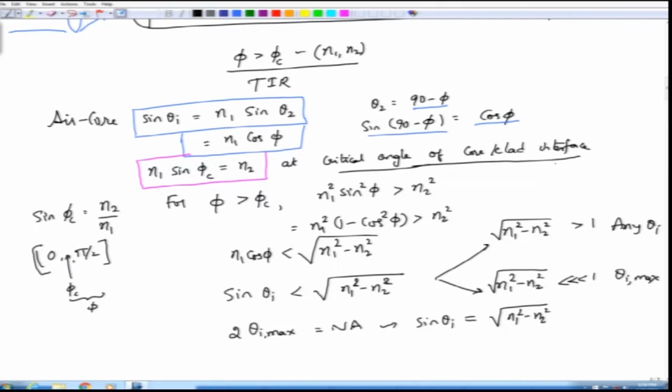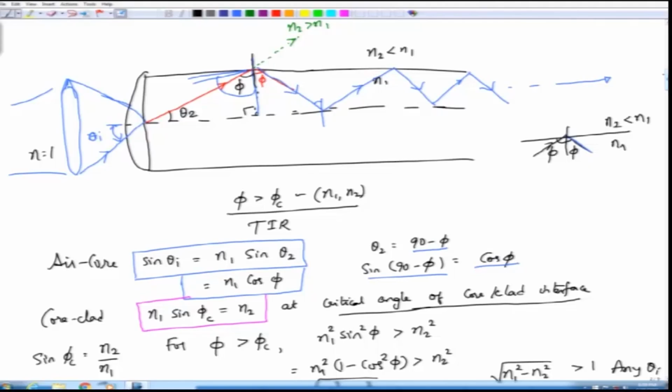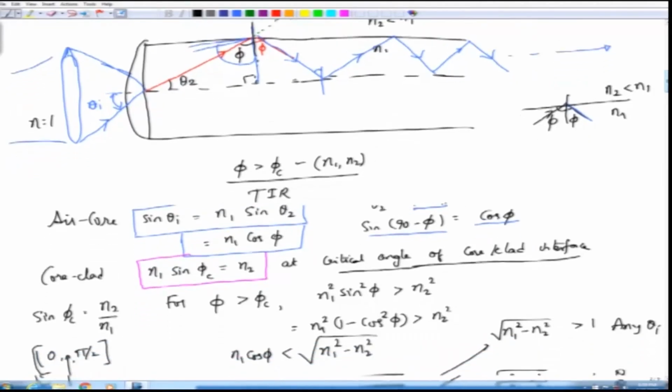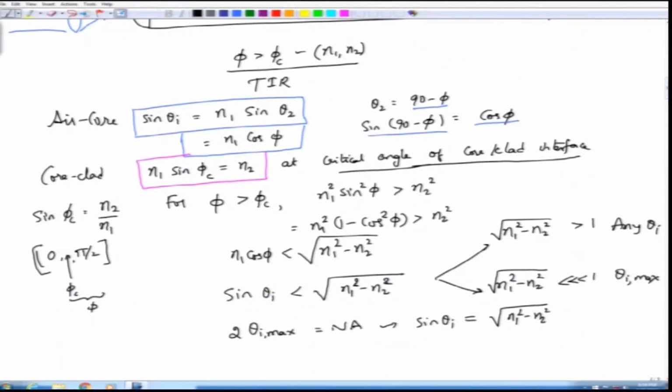Any angle phi greater than phi c will also tell me, if I go to the same core clad interface equation, that n1 square sin square phi, phi being the angle of incidence, which we have shown here in this picture. So, this is the angle of incidence. When phi is greater than phi c, then n1 square sin square phi is greater than n2 square. Obviously, for this reason you do not get a real solution for phi, and hence you get total internal reflection. But other than that, this equation is valid for phi greater than phi c.